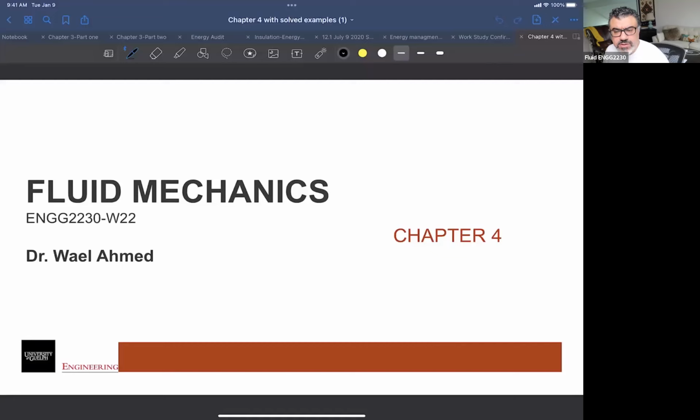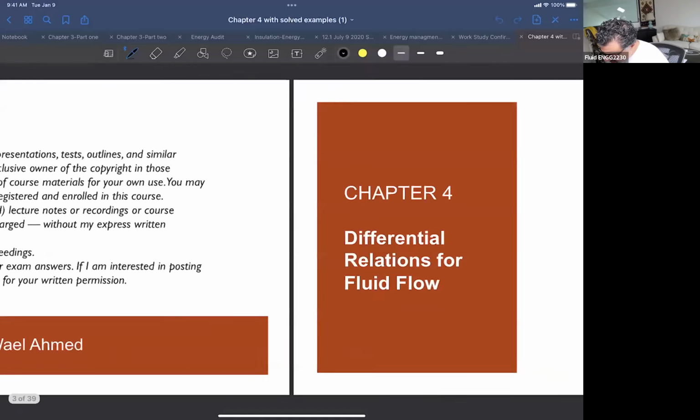So basically, we are focusing on the most important fundamentals that all engineers need to know about fluid flow in fluid mechanics subjects. Today we're going to talk about a different type of analysis. Chapter 4 is about the differential relations for fluid flow.